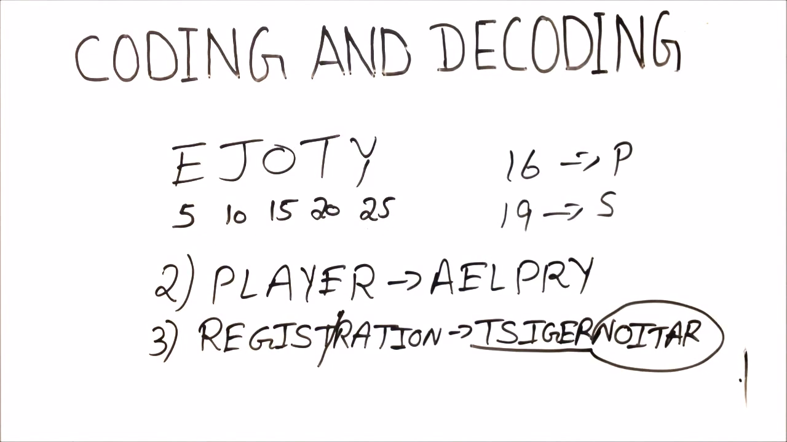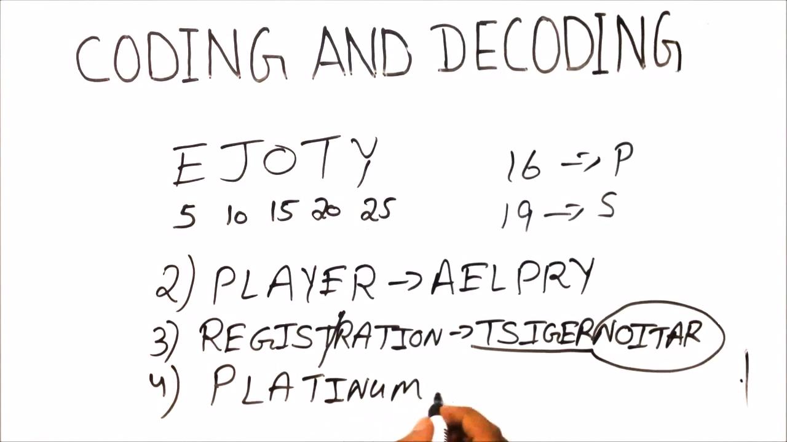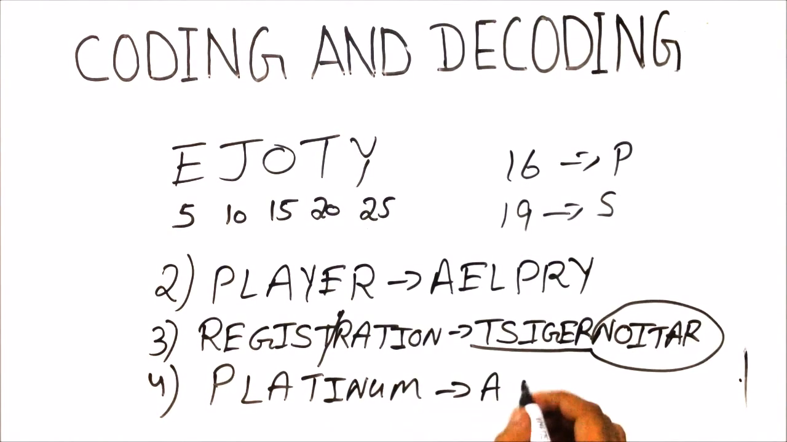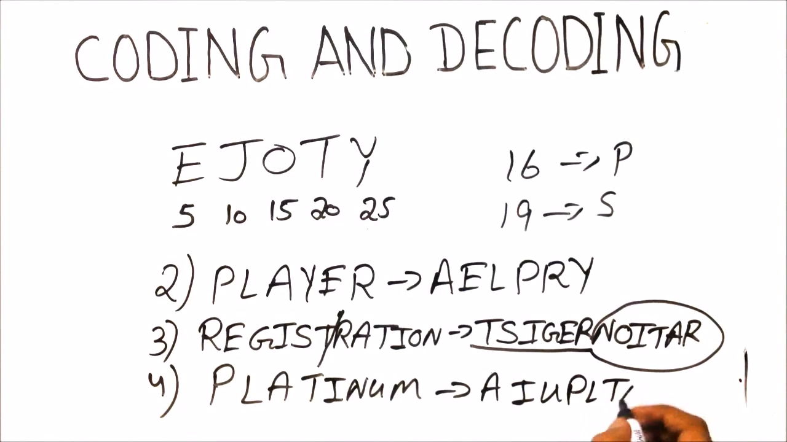There is one more type of question, which is if the word is PLATINUM, and the code for the word PLATINUM is AIUPLTNM. Now try to guess this question in just 10 seconds. If you have guessed it correctly, then you must have thought like this. Here AIU are the vowels and PLTNM are the consonants. So here what we have done is we have put vowels first and consonants later, and this is the end of our first pattern.